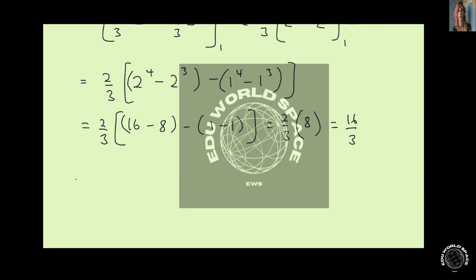Therefore, the whole of this triple integral, from 1 to 2, from 0 to 2z, is 16 over 3.